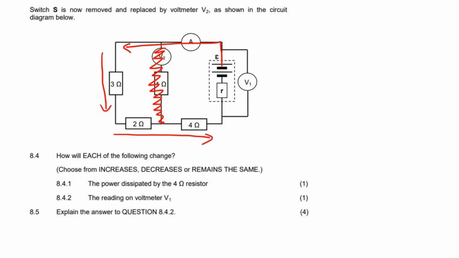Okay? And so let's see what they ask us. How will each of the following change? Choose from increase, decrease, or remains the same. The power dissipated by the 4 ohm resistor. Now, a lot of you might say nothing's going to happen to the 4 ohm resistor because it's not part of this over here, but that won't be correct. Let me explain in detail for you.